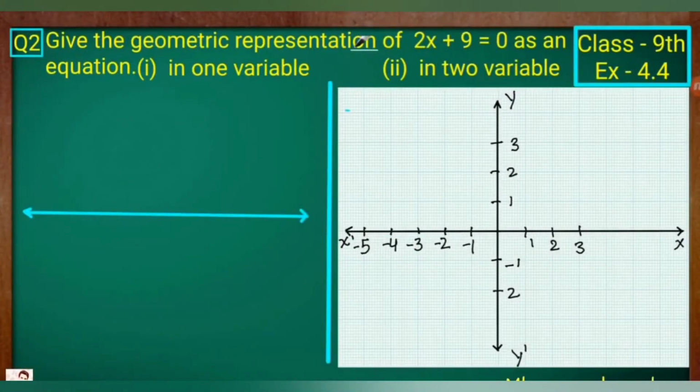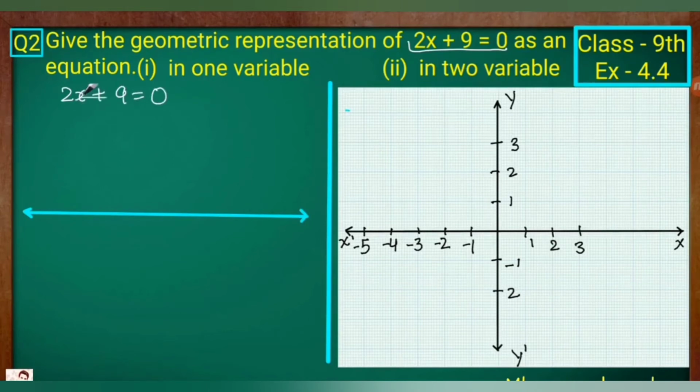Give the geometric representation of 2x plus 9 equal to 0 as an equation, the first one in one variable, the second one in two variables. So students, you know the solutions of one variable and two variables. For one variable you can get only one solution. For two variables you can get infinitely many solutions. So for one solution only one line is enough. So let me draw a number line, only one number line. Now see that our given equation is 2x plus 9 equal to 0.